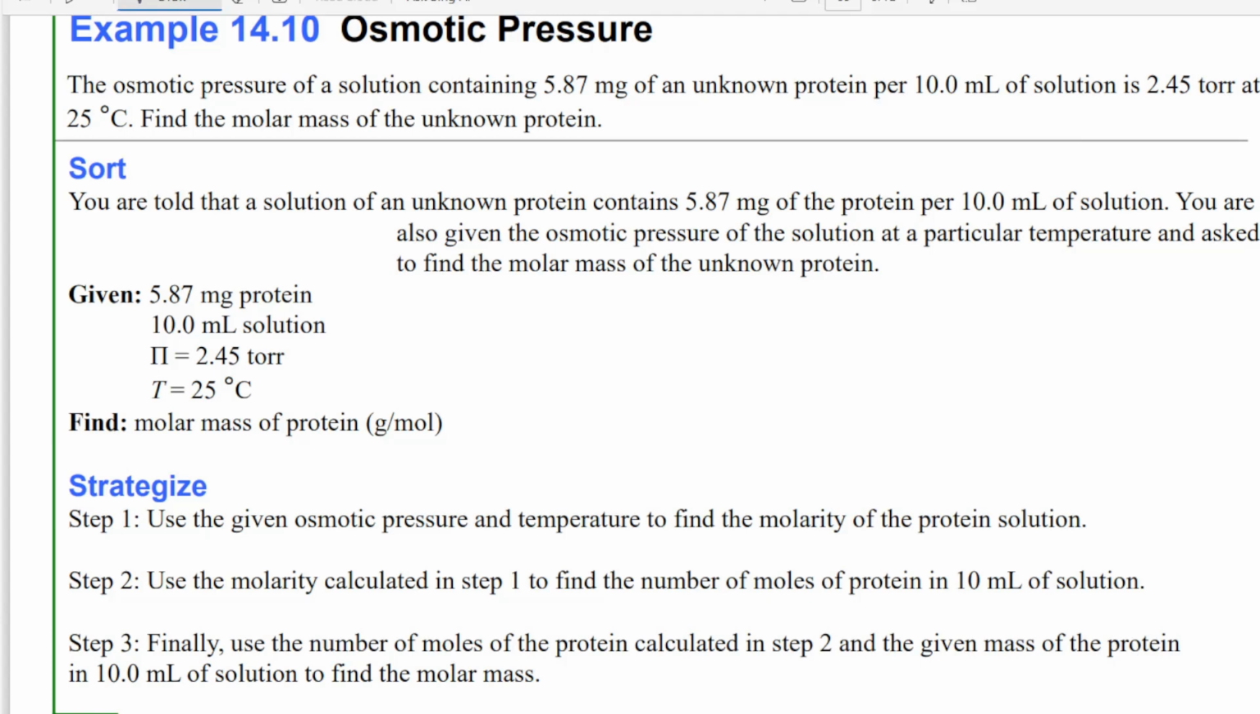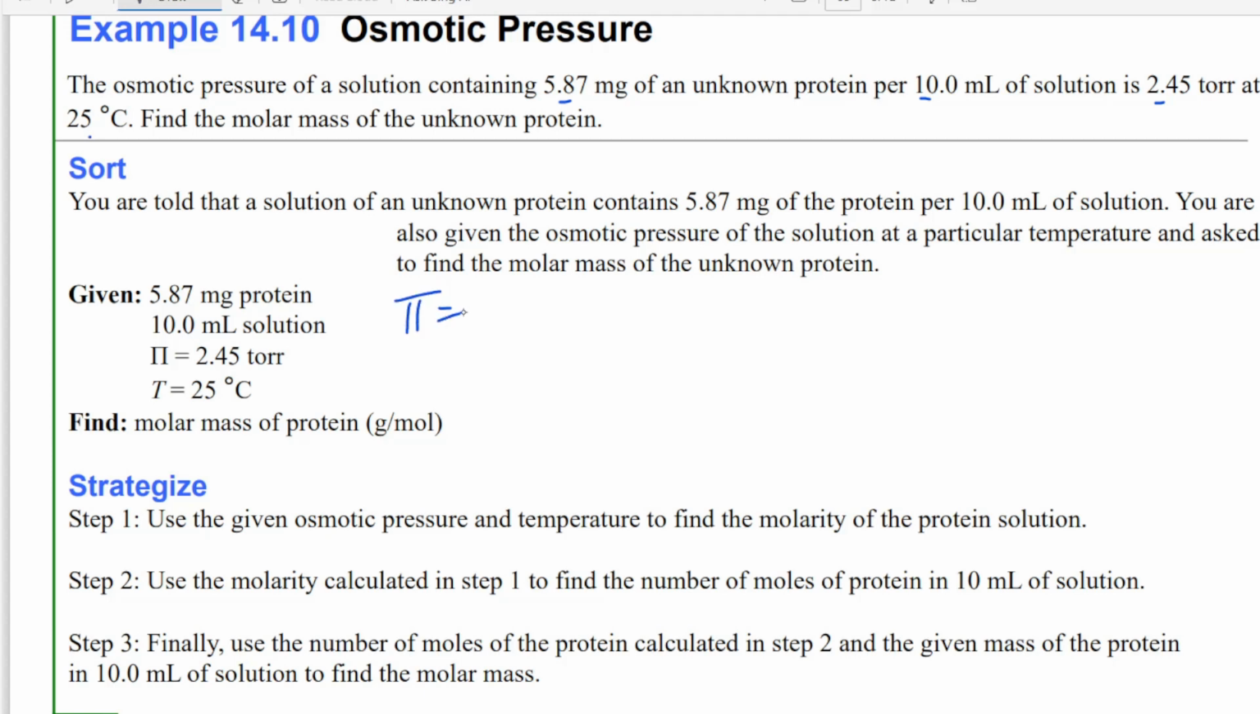Next we'll examine osmotic pressure, and we'll use the osmotic pressure formula to help us calculate the molar mass of an unknown protein. The osmotic pressure of a solution containing 5.87 milligrams of an unknown protein per 10 milliliters of solution is equal to 2.45 torr at 25 degrees C. Find the molar mass of the unknown protein. Well, this seems like a really challenging problem. Well, let's try to break it down.